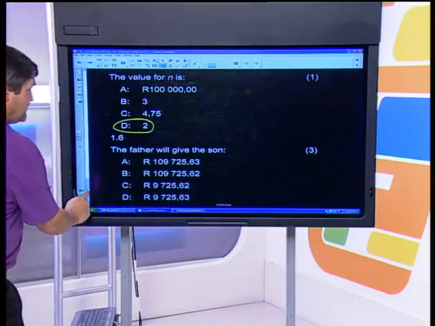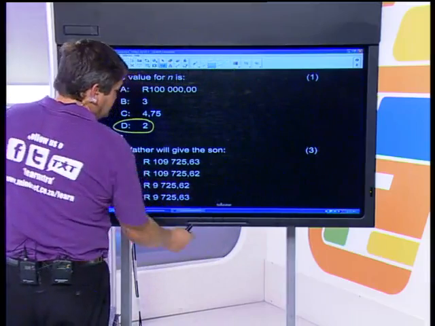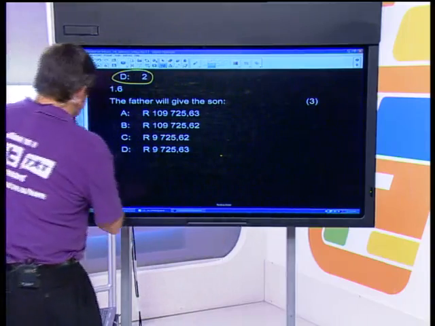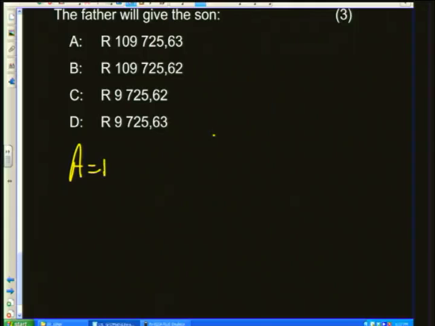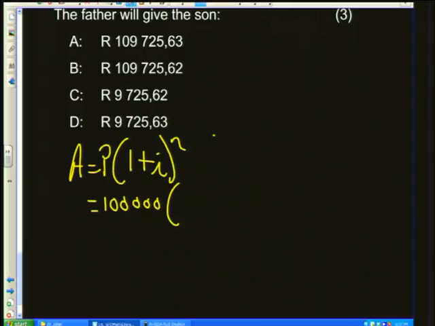Right. Finally, the father will give the son how much money at the end of it. Now, guys, you can't answer that just by looking. We've actually got to do the calculation. The formula is A equals P(1 plus i) all to the power of n. What was our P value, chaps? 100,000 Rand, excellent. 1 plus, what was my interest rate? 4.75 over 100, or I could write it as 0.0475. Brilliant. And for how many years? 2. Okay, and then we're going to do it on our calculator.